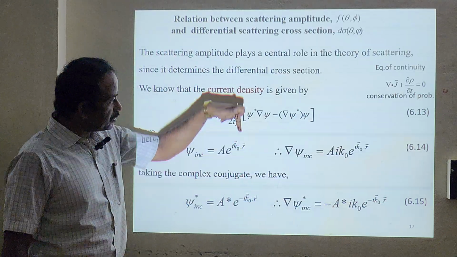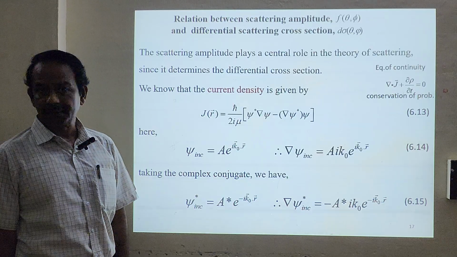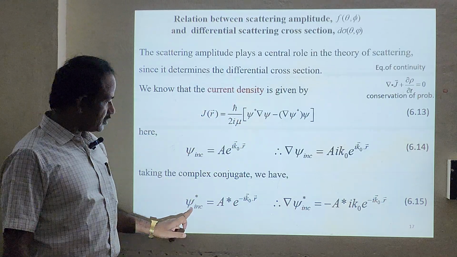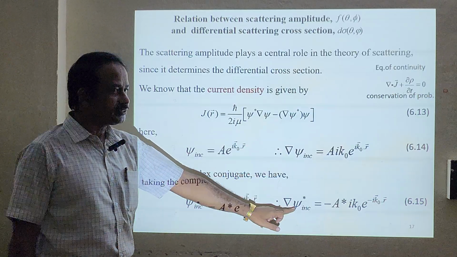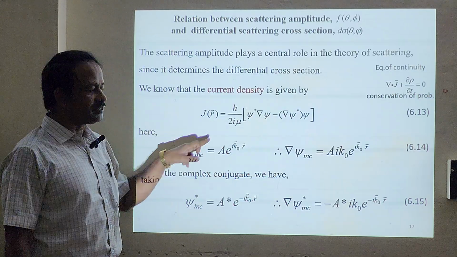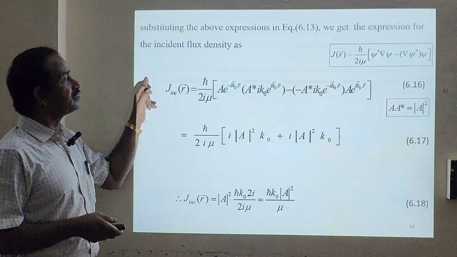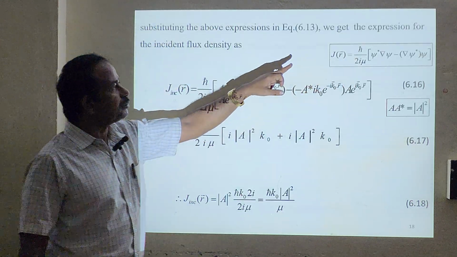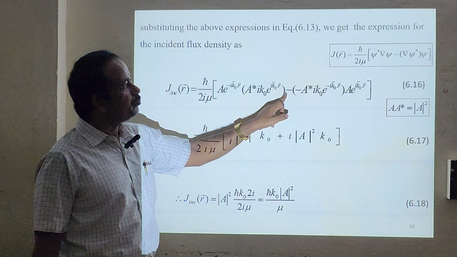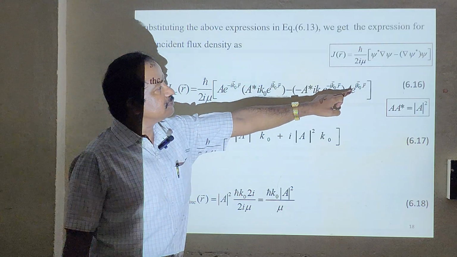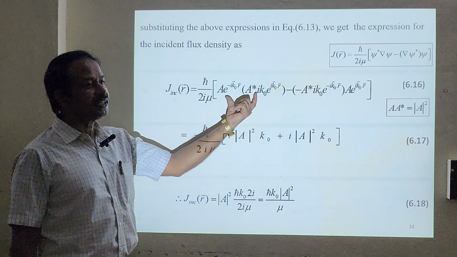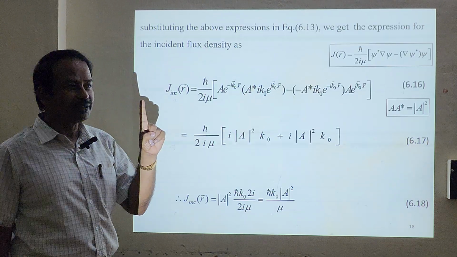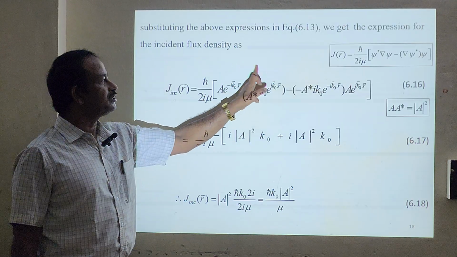You substitute all the expressions in equation 6.12. We know all the expressions already, correct? Psi star here, del psi is here, del psi star is here, and psi is here. So we can substitute all the expressions. This is the previous equation. We substitute psi star del psi minus del psi star psi. Just multiply these two. Here it is minus, this is plus, so that will give you 1.